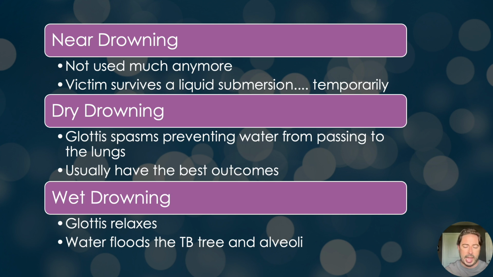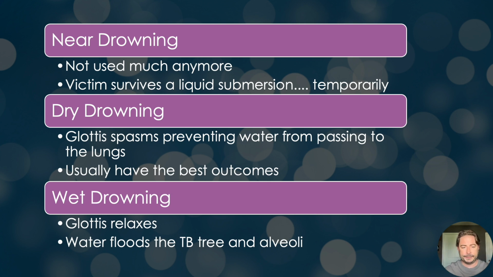When we talk about dry drowning, just a high level understanding, this is when the glottis spasms. So your airway spasms and prevents water from passing into the lungs. These patients typically have better outcomes. Now, when we talk about wet drowning, this is the glottis completely relaxing, and it allows water to flood and make its way into the tracheobronchial tree and into the alveoli. So one of the two types of drowning, whether it's dry drowning or wet drowning, is a collapse of the glottis. The other one is a complete relaxation of the glottis.